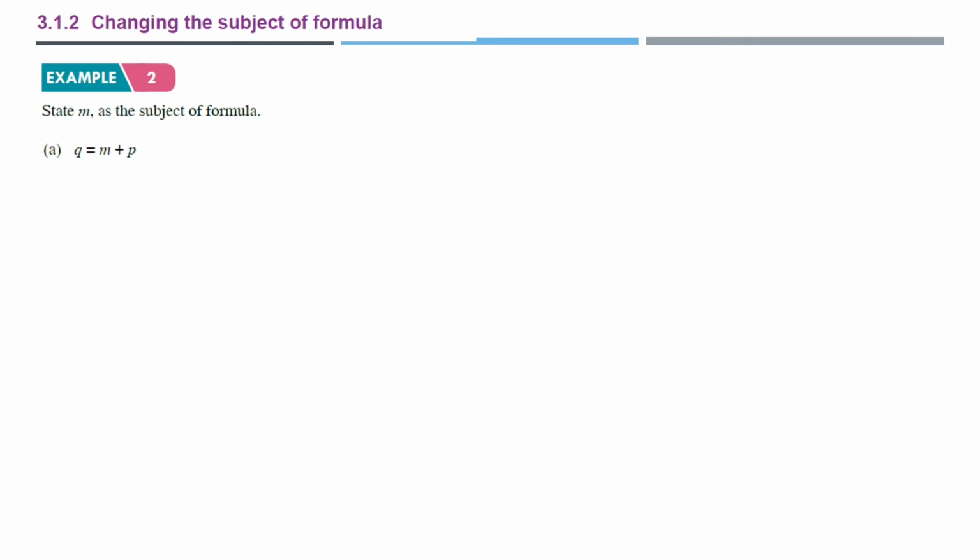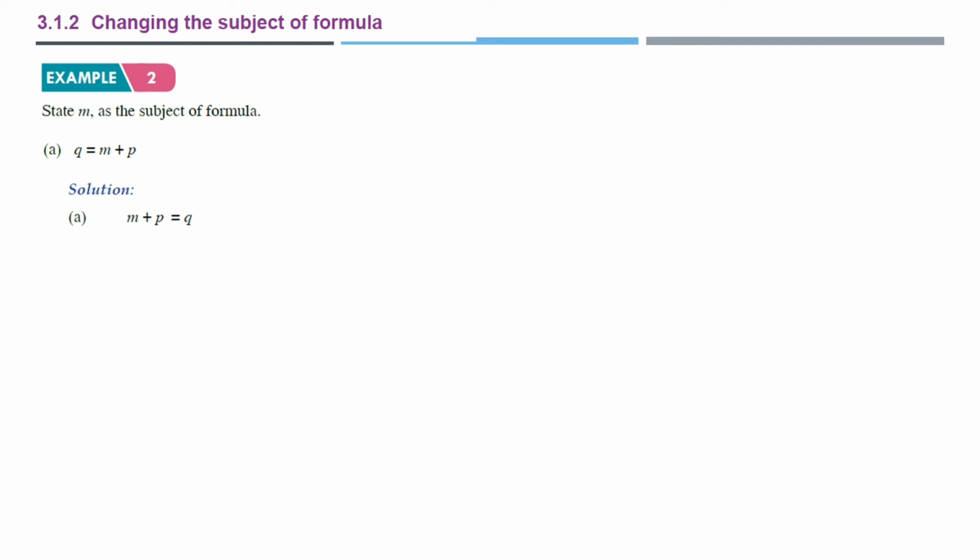Question A, Q equals M plus P. In this question, the subject of the formula is Q. But now, we need to state M as the subject of the formula. Solution: M plus P. And remember from the previous slide, you need to make sure the subject is on the left side of the equation.